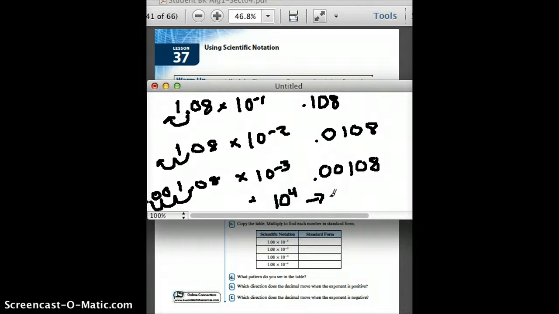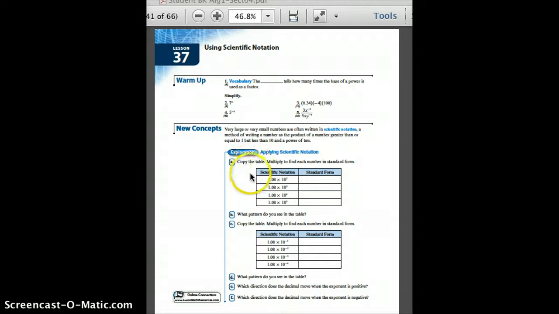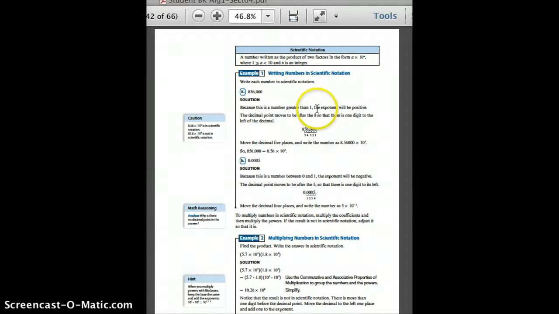right 4 spaces. And if it was 10 to the negative 4, we moved it to the left 4 spaces. Okay? So that's the new concept. Alright? Okay, let's look at first example.